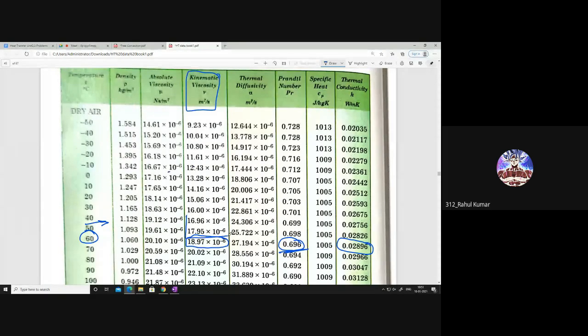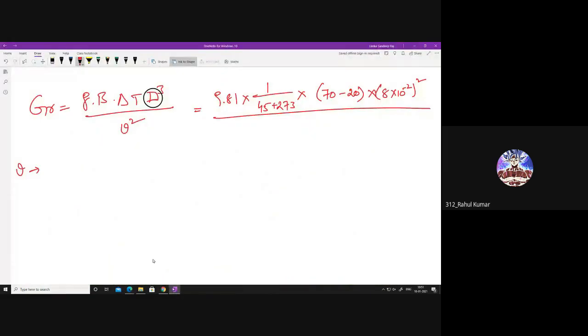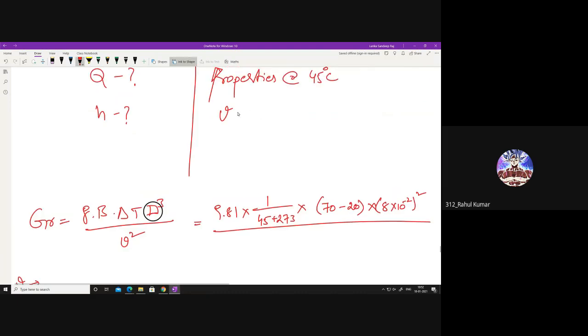See, the value is not there directly for 45. So simply, 40 plus 50 by 2 is 45, so you can take the average of these two and tell the value. Somebody tell me, what is nu? 17.455, so 17.45 into 10 to the power of minus 6 meters square per second. Substitute that, 17.45 into 10 to the power of minus 6, whole square.